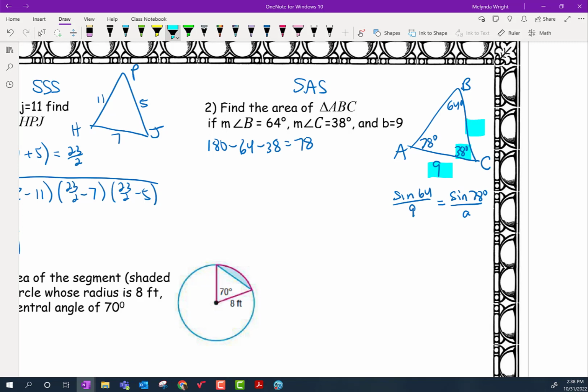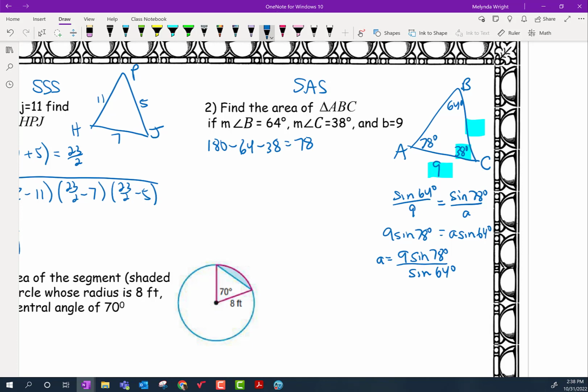Is that the one I had to do? No. I could have done, if I wanted to, say, side, angle, side. I could have done that instead. So it really is totally up to you which one you want to do. I just chose that one. So let's do that. So we would cross multiply. We get 9 sine of 78 degrees equals A times sine of 64 degrees. Solving for A, we get 9 sine of 78 degrees over sine of 64 degrees.